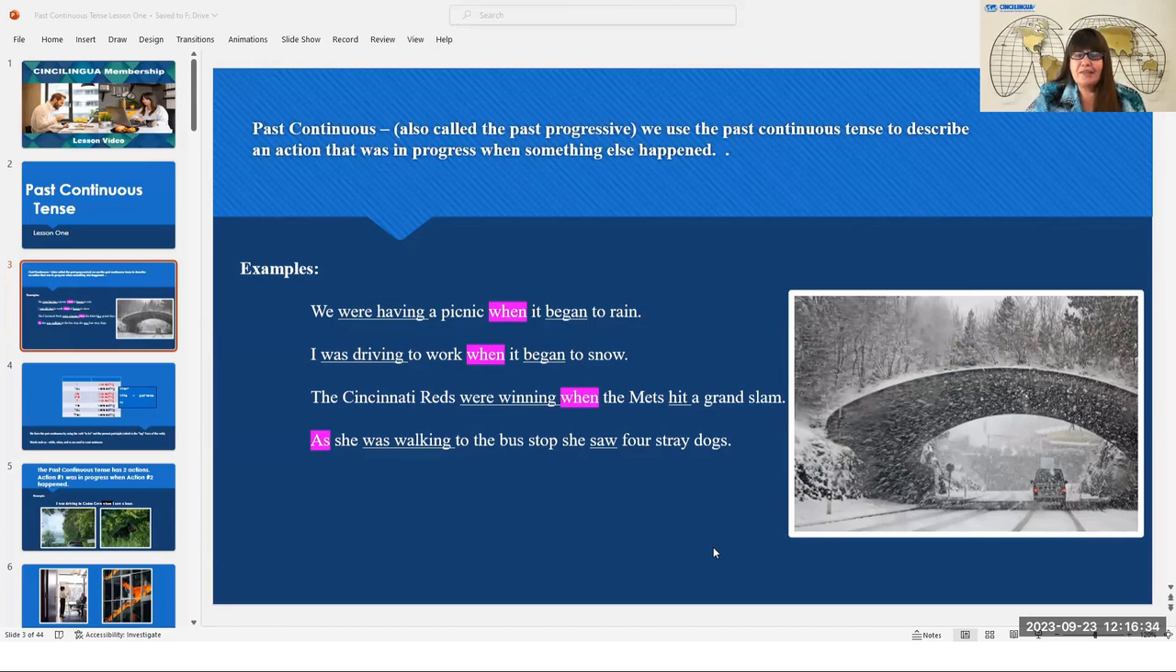As she was walking to the bus stop, she saw 4 stray dogs. A stray dog is a dog that lives in the streets. No home, no family, a stray dog. Now I have these words when and as highlighted in pink. And we're going to see next why those are highlighted.